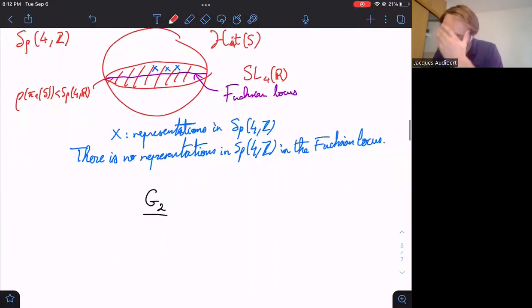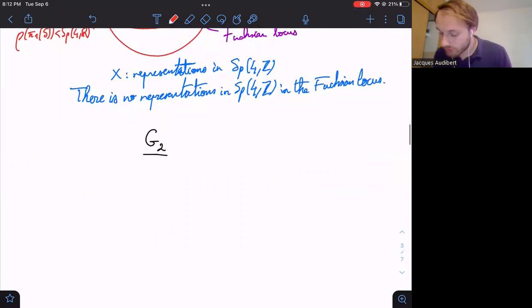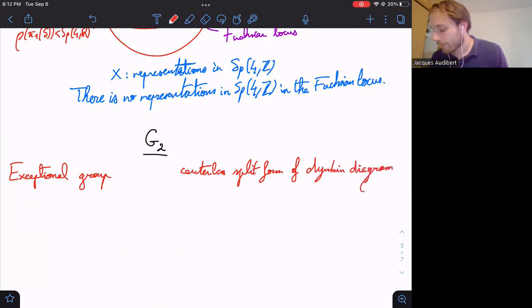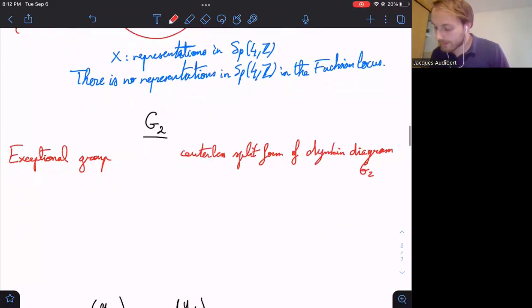I will describe results for the exceptional group G2. So this is the centerless split form of Dynkin diagram G2. Its corresponding algebra is the split Lie algebra G2, but it's easier to describe the group.